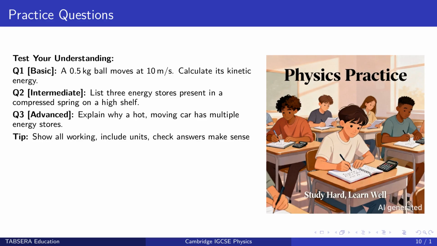Question 3 is advanced level. The question is, explain why a hot moving car has multiple energy stores. This tests your analytical skills in identifying several energy stores simultaneously and explaining each one. For all questions, remember to show your working clearly, include units in every step, and check your answers make physical sense. Write your answers now before looking at the solutions.